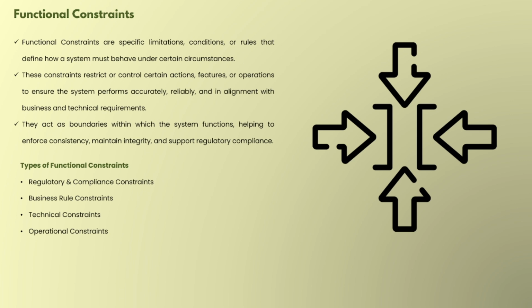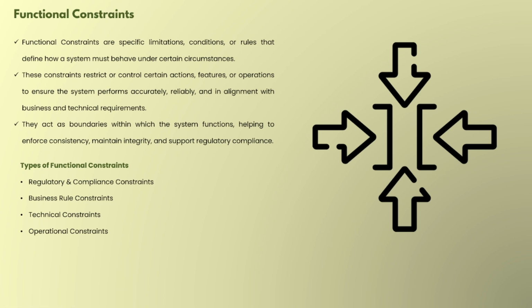In short, if I want to summarize this, it's like guardrails. They keep the system in check so it runs properly, stays secure, and follows the business and legal rules. So the types of functional constraints are regulatory compliance constraint, business rule constraint, and technical constraint. There might be an operational constraint as well.